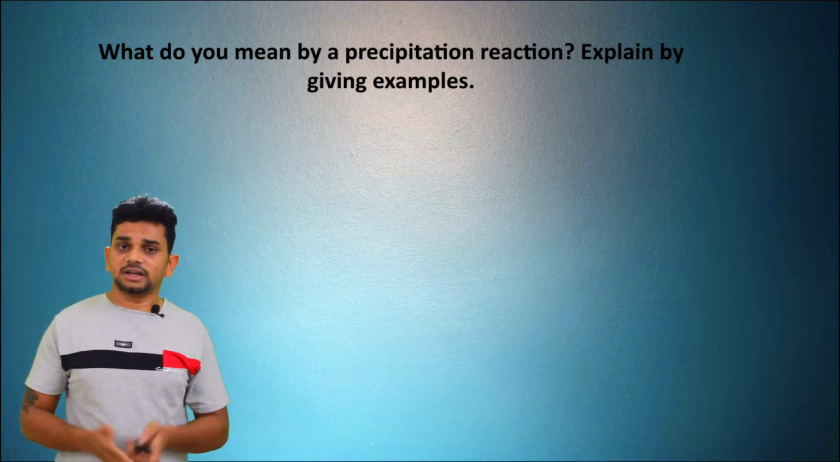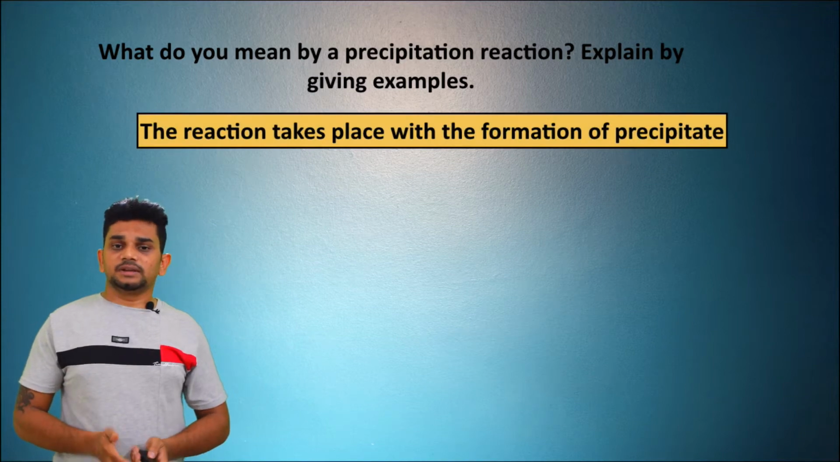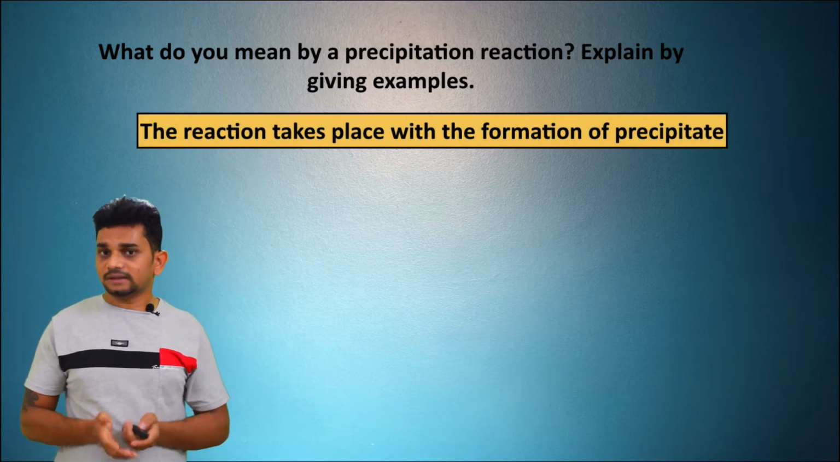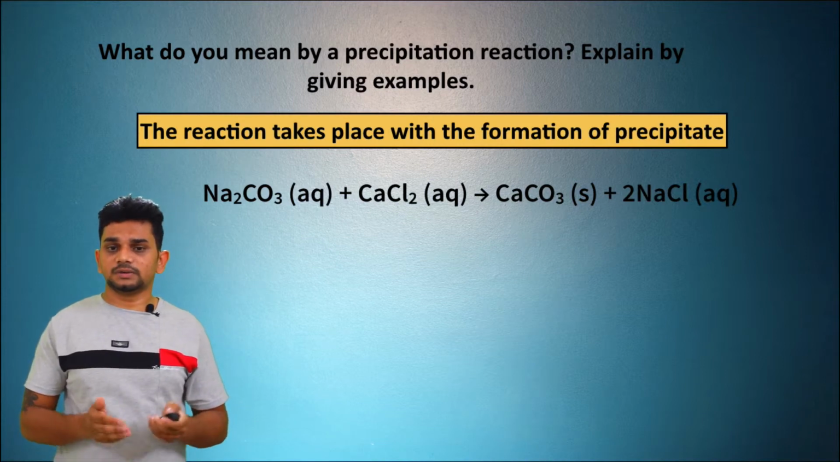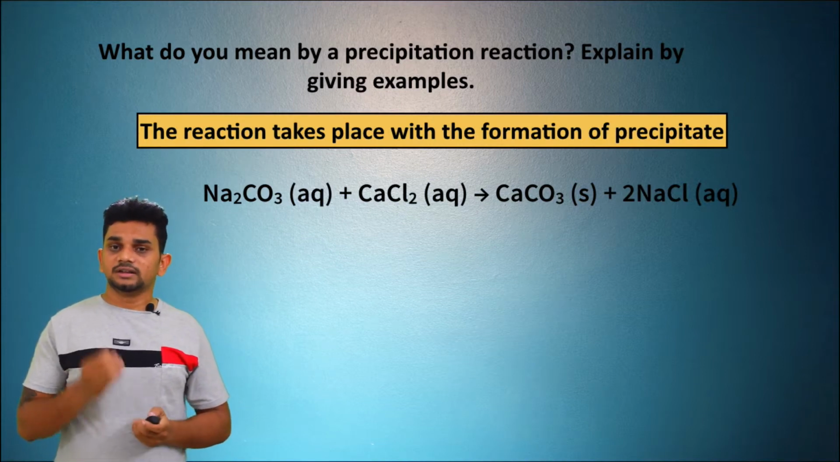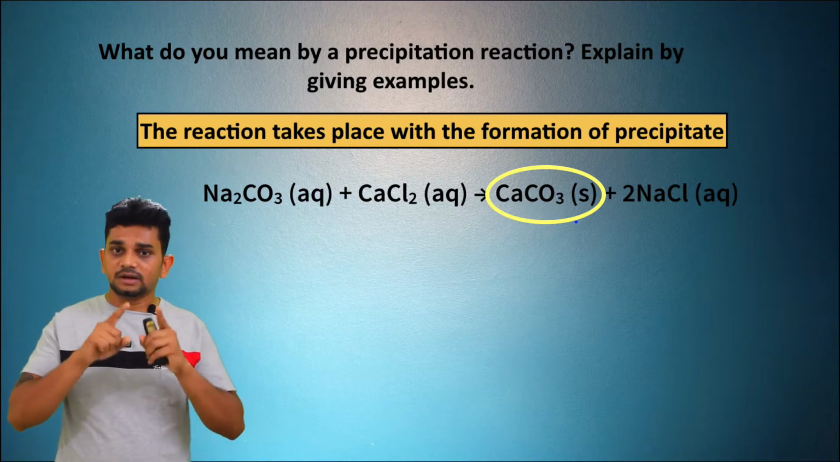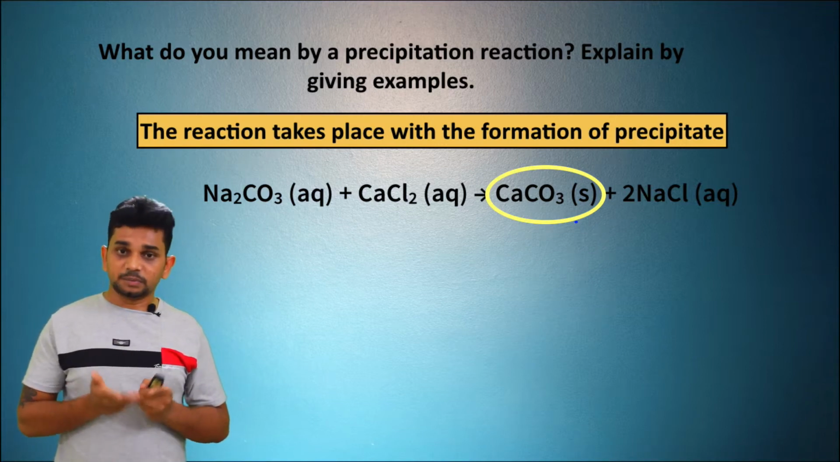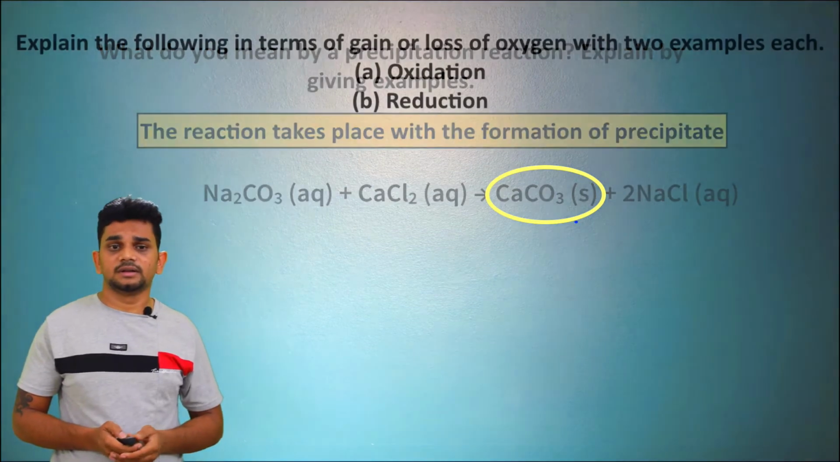Precipitation means the reaction takes place with the formation of a precipitate. Reactions that take place with the formation of a precipitate are known as precipitation reactions. Example, Na2CO3 plus CaCl2 gives CaCO3 plus 2NaCl. That calcium carbonate forming after the reaction is the precipitate. You can see one S. S means solid. It is a precipitate, which we are getting after the reaction.